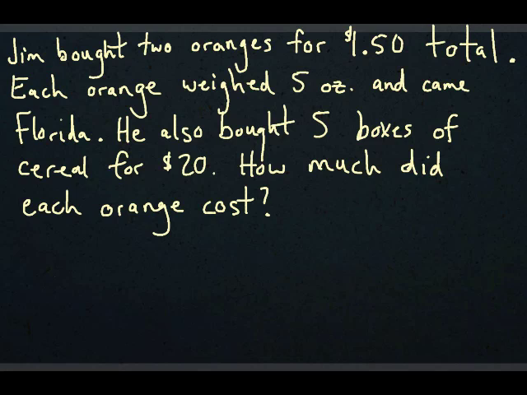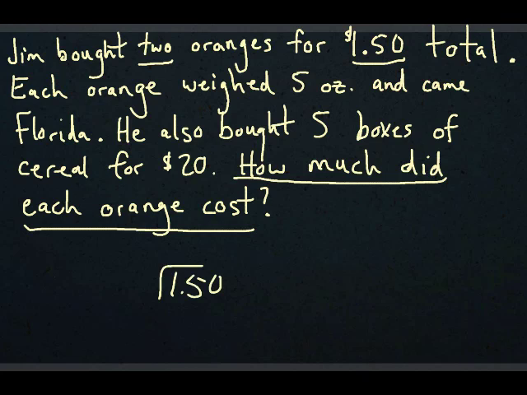All right, so the problem says he bought 2 oranges for $1.50 total. Each orange weighed 5 ounces and came from Florida. He also bought 5 boxes of cereal for $20. How much did each orange cost? Hopefully you didn't just start throwing numbers down and doing multiplication, division, whatever you're doing, because all that really matters in this entire problem is that he bought 2 oranges for $1.50, right? Since the final question asks how much did each orange cost? All I'm going to do is do $1.50 divided by 2, right?